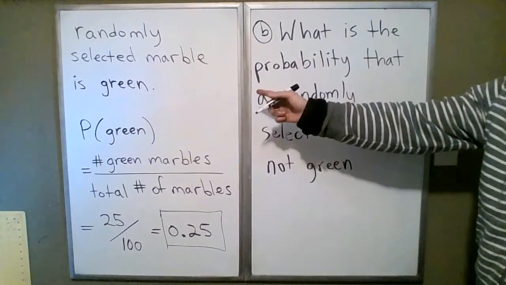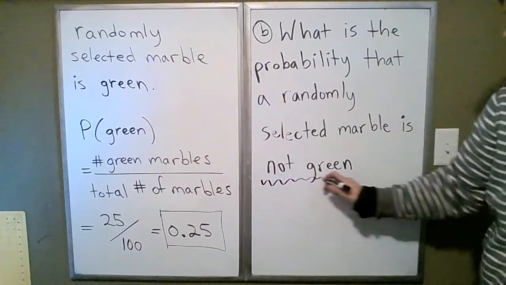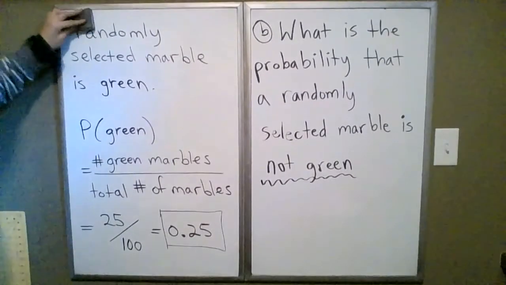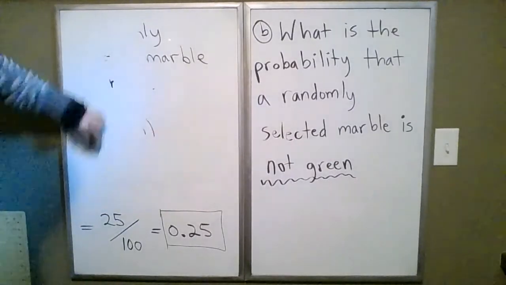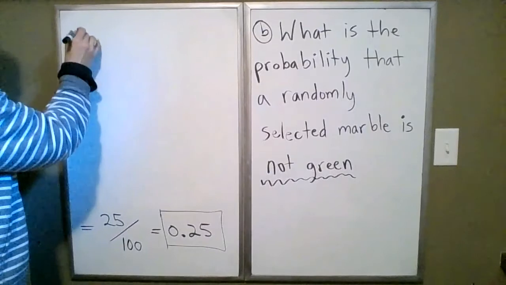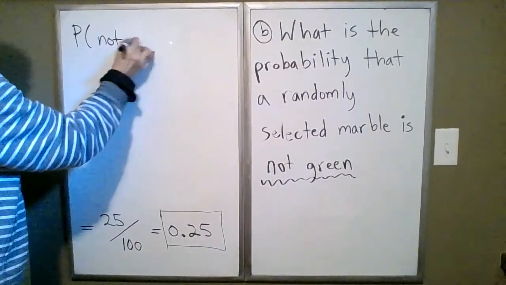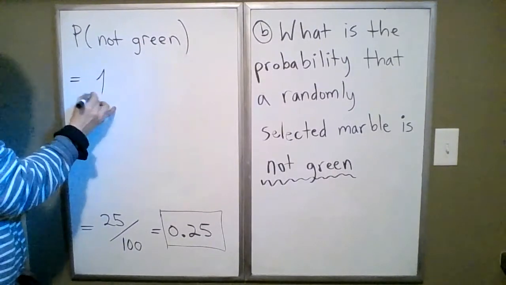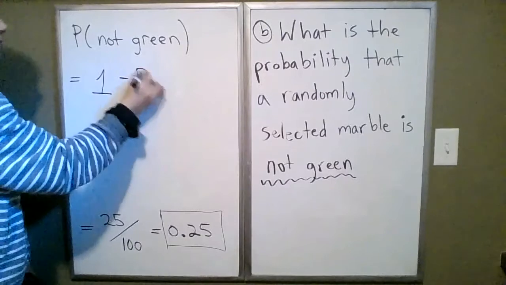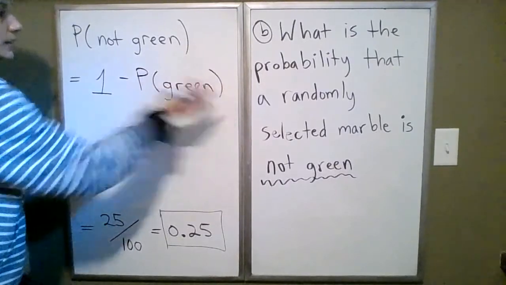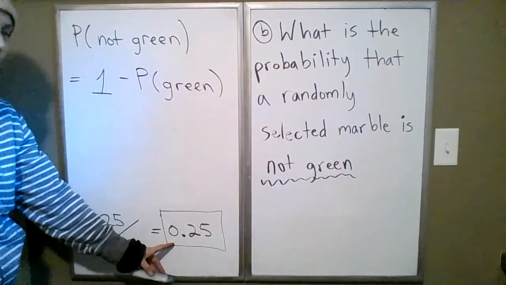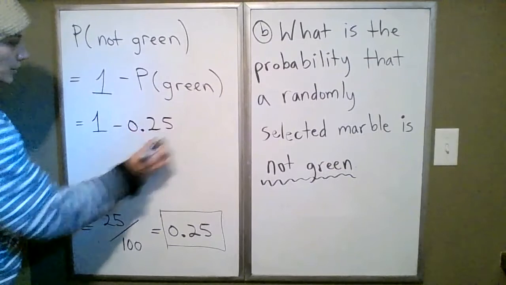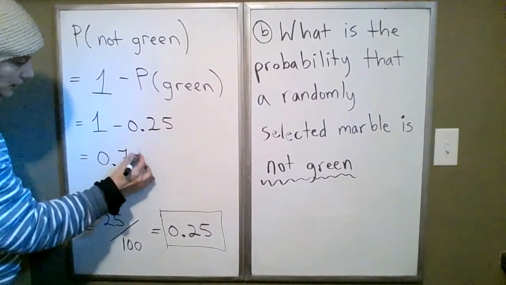I'm going to go start this over on the side. So it's the probability of this event, selecting a marble that is not green. So I'm going to use the complement rule. I want to use 1 and then subtract the probability of the opposite event, the probability that it is green. So we're just going to substitute that number in. Take 1 and subtract 0.25. Just 0.75, or 75%.